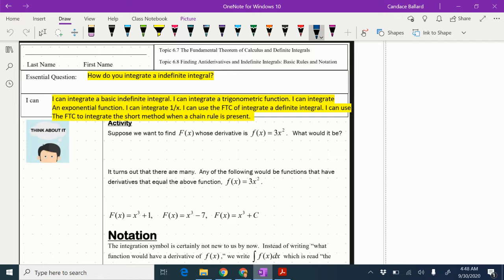We've been working on definite integrals up to this point. So I can integrate a basic indefinite integral, okay? And then there's lots of things we're picking up in this lesson.